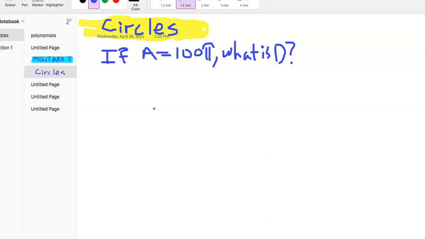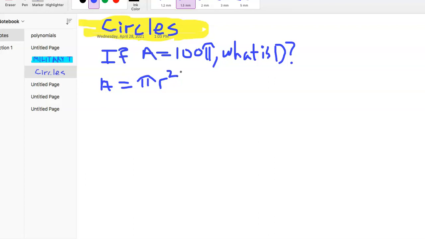So we start off with, they tell us area is 100 pi. What is diameter? That's just D is diameter. Okay, so first thing we want to know is the formula for area, right? Area equals pi r squared. And yes, this is definitely circles. You've got a couple of little formulas to memorize, not long formulas. But area equals pi r squared. If you don't know that, you won't be able to solve the problem.